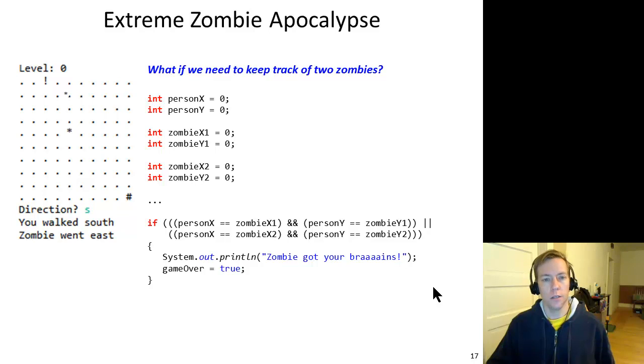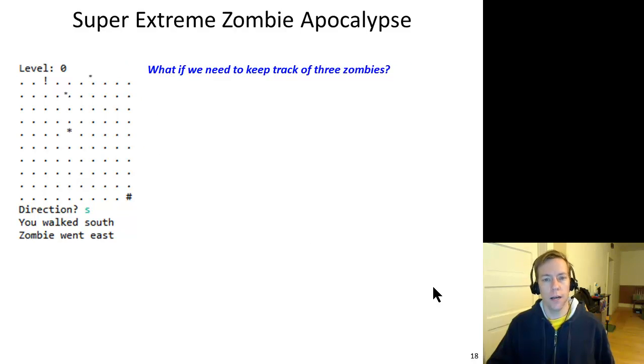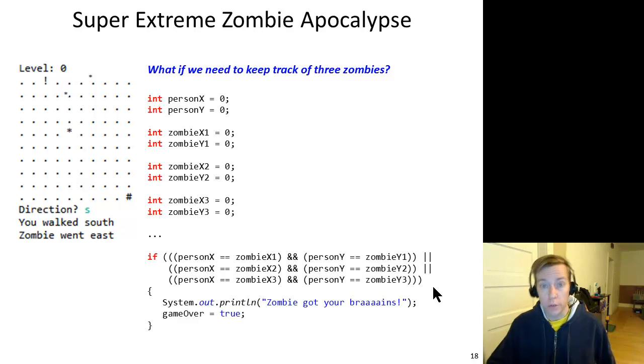Simple enough. Well, what if we want three zombies for Super Extreme Zombie Apocalypse? We can add another pair of variables for zombie 3, and we can add another or to our if condition to test if I've hit a zombie or not.